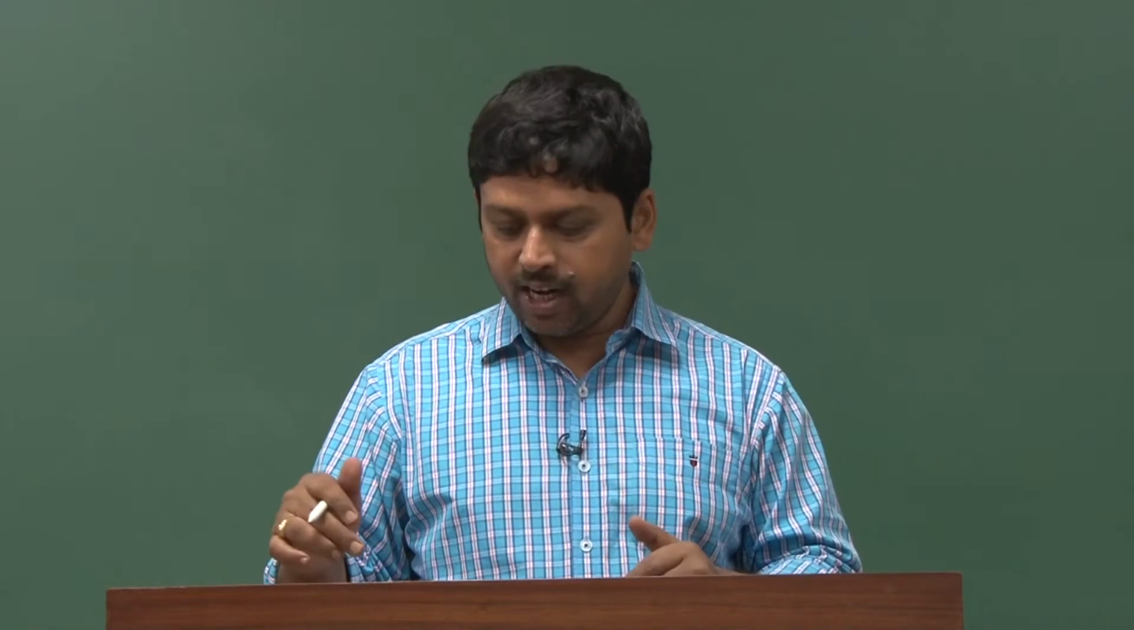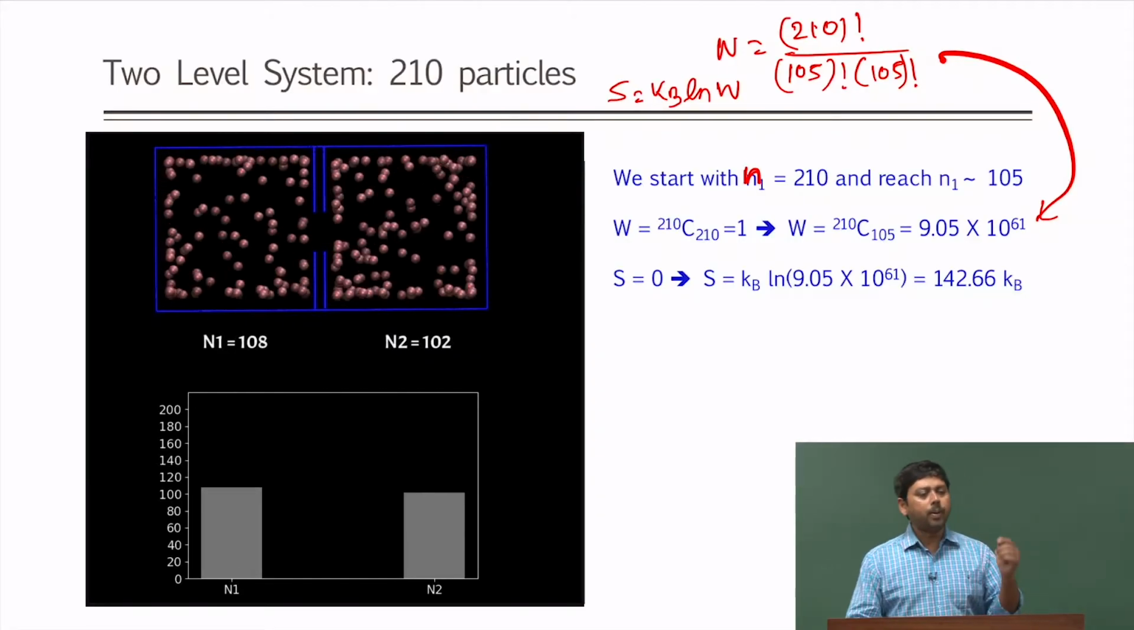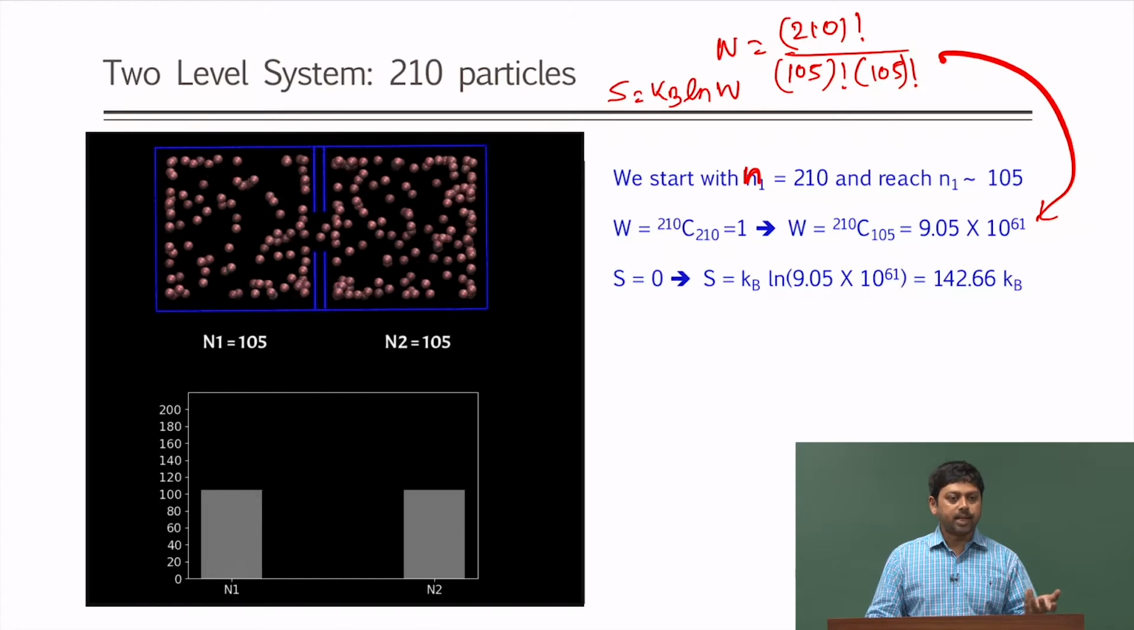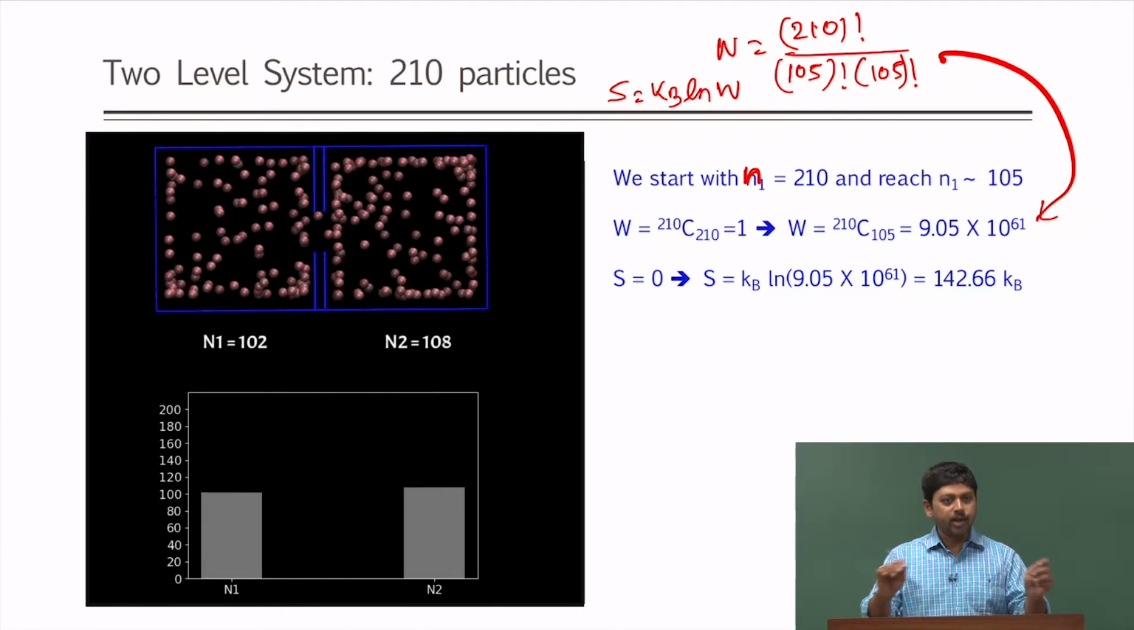So, only one configuration in the middle is good enough. Now, what if we had only 2 particles? What if I had only 2 particles instead of 210? Could we see that 2 particles are going as 1 and 1?